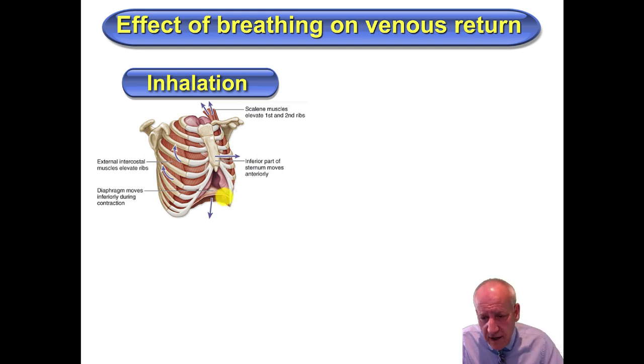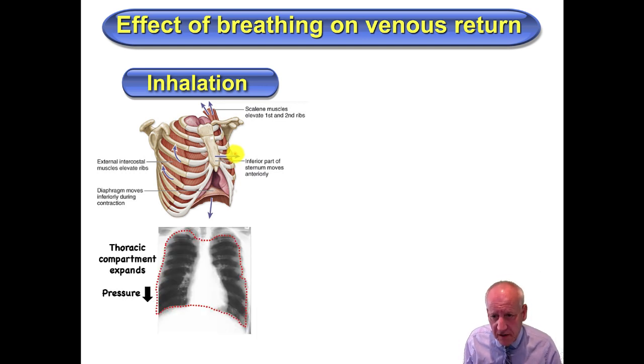How does this work? When we inhale, the diaphragm contracts and moves downward inferiorly, and this expands the thoracic cavity. In addition, the external intercostal muscles contract, and this elevates the ribs and expands the thoracic compartment even further. And other muscles cause the central sternum to move anteriorly forward. And all of these muscle contractions surrounding the ribs cause the thoracic compartment to expand, and the pressure within the thoracic compartment decreases. And this is the pressure gradient that draws air into the lungs.